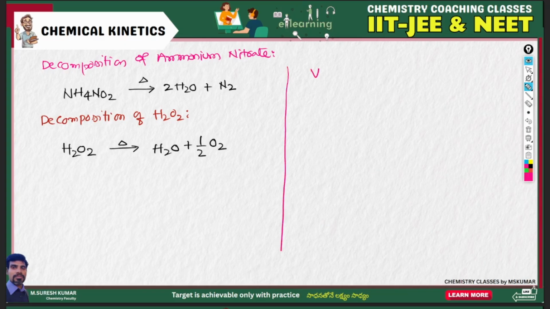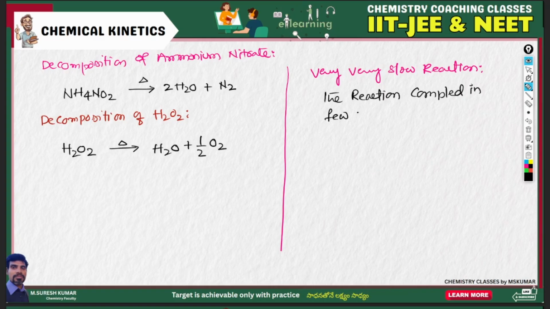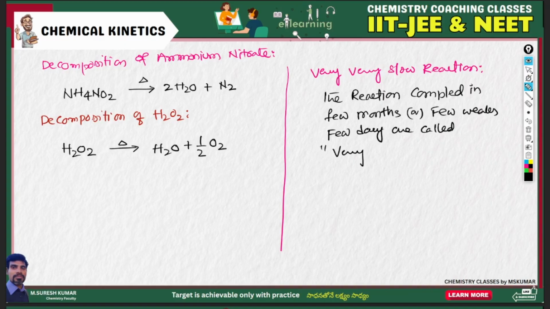Now coming to the last and final type, that is very slow reaction. Last and final type is what? Very slow reaction. A very slow reaction is a reaction which is carried out within a few days or a few months; the reaction completed in a few months, or a few weeks, or a few days, a few years, are called very slow reactions. Clear, my dears?